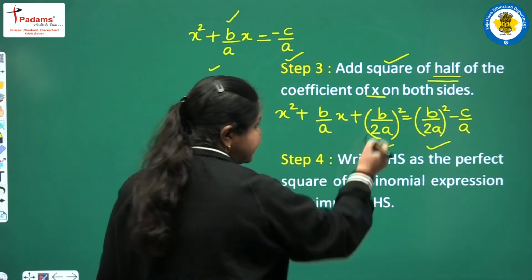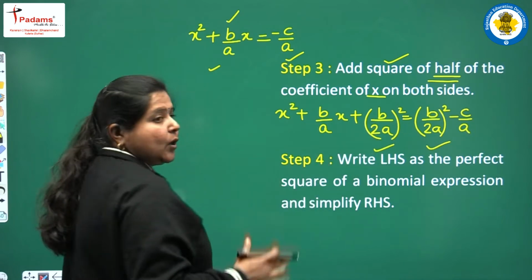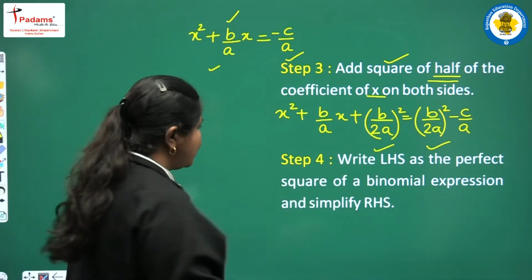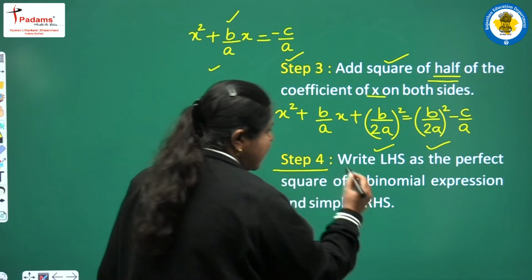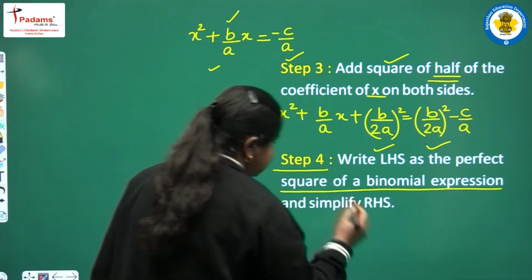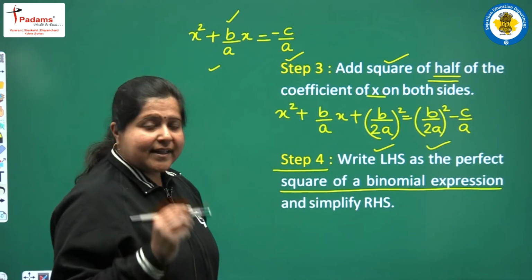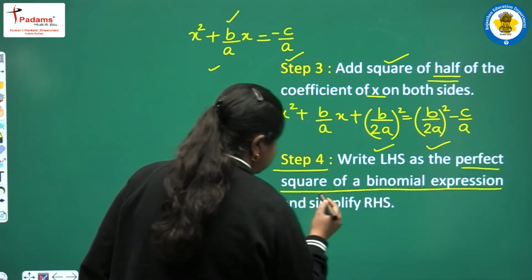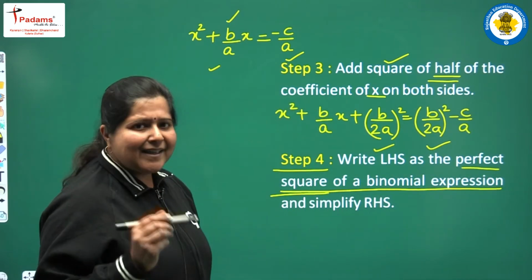जिससे ये term cancel हो जाए और equation का original form unchanged रहे. Getting the point here? Now we go to step number 4. Write LHS as the perfect square of a binomial expression and simplify RHS. अब इस LHS से हम एक perfect square ढूंढेंगे और क्या वो हमें मिलेगा, कैसे मिलेगा?